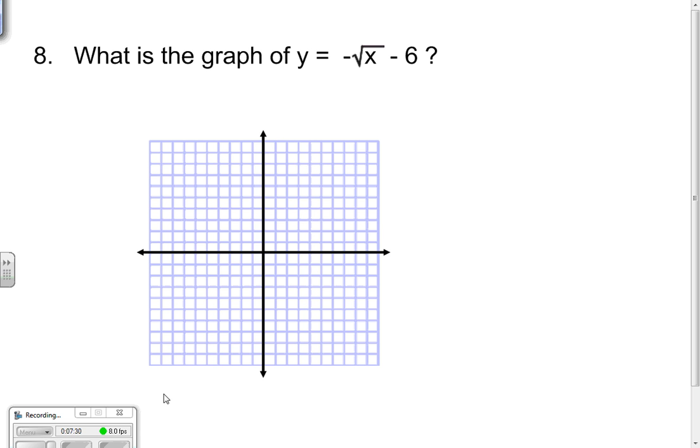Number 8, 2 moves here. We've had a reflection and we've had a down 6. So my starting point is actually at 0, negative 6. My smart values don't change. I'll pick 4 and 9.